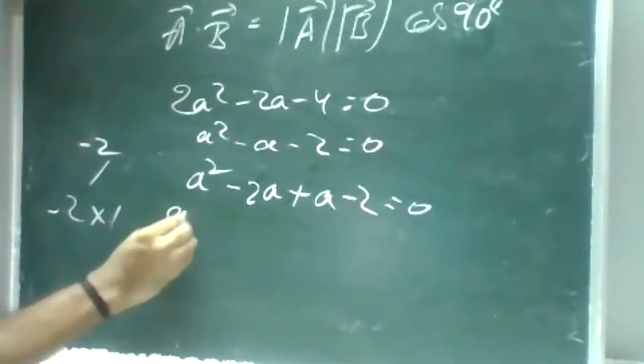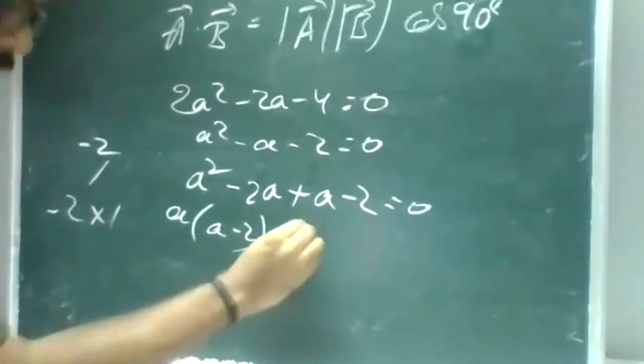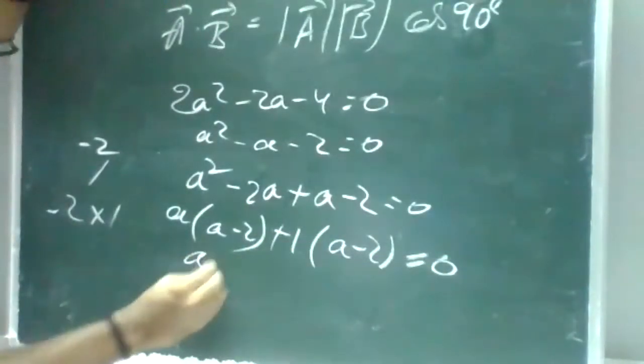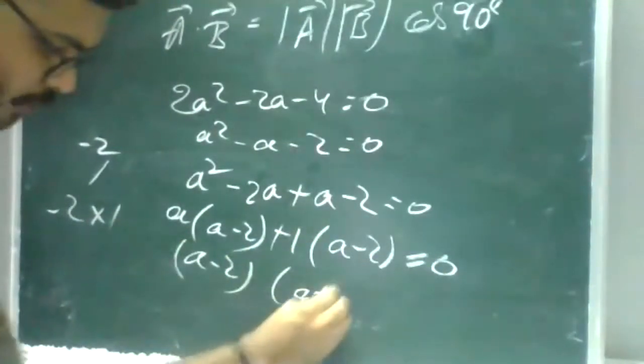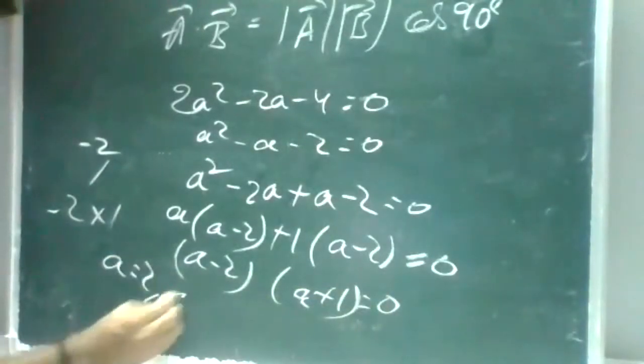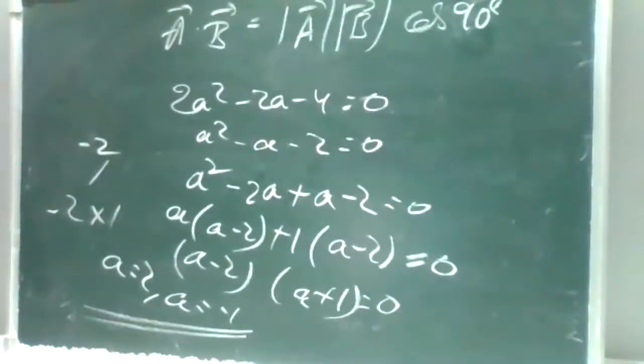So from this relation, I'll separate A. If I separate A, it is A minus 2, and separating plus 1, A minus 2 equal to 0. So I take A minus 2 common: A minus 2 into A plus 1. So when you make the zeros, A is equal to 2 and A is equal to minus 1. These are your answers.